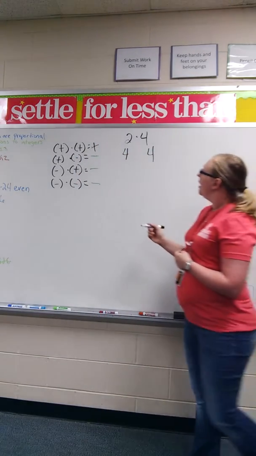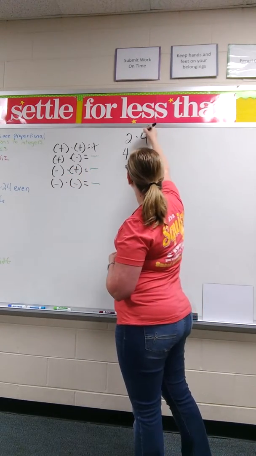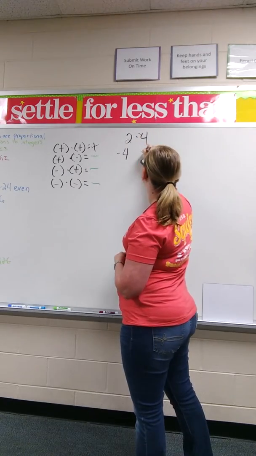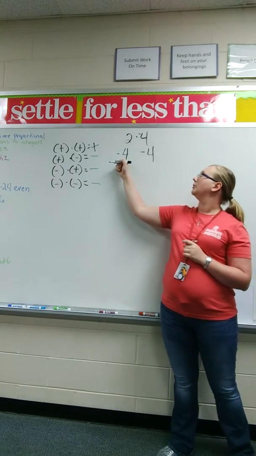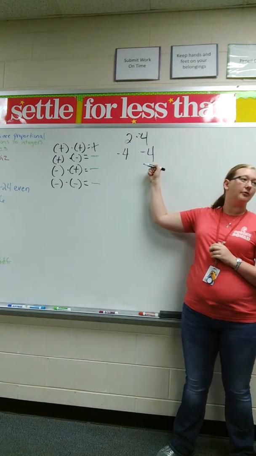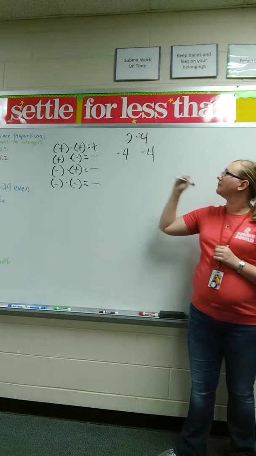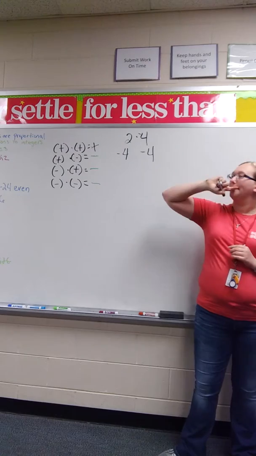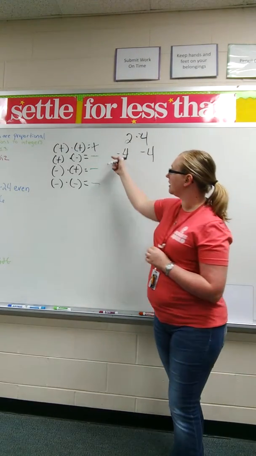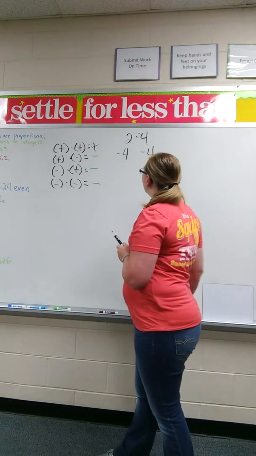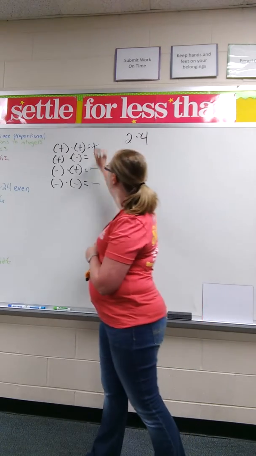Alright? Let's say that we had a positive times a negative. So that 4 is now negative. 2 groups of negative 4 is? Negative 8. Okay, negative 8, right? Okay, so that gives us a negative. Okay, so that one is confirmed as negative.